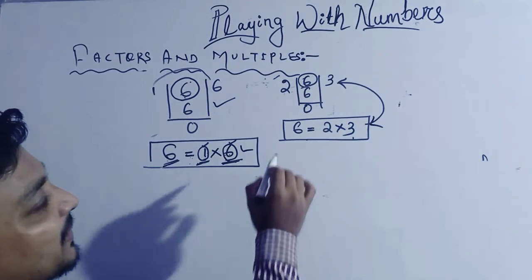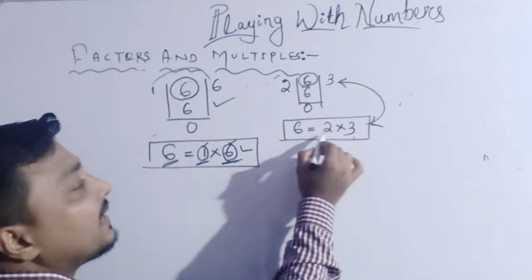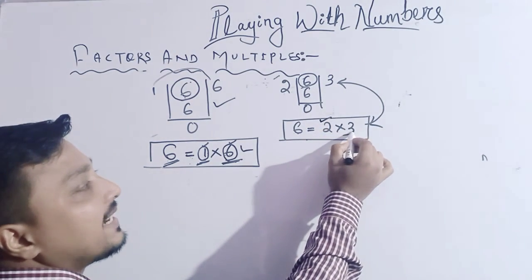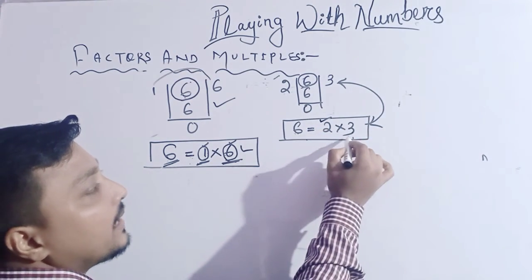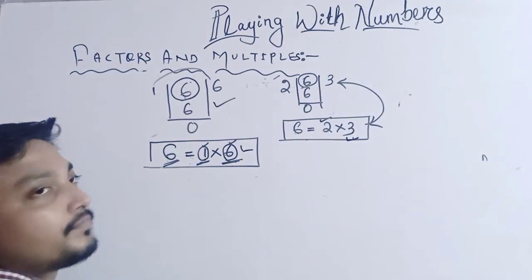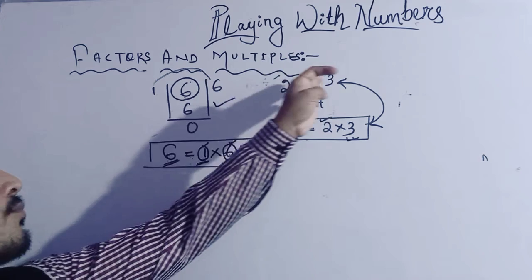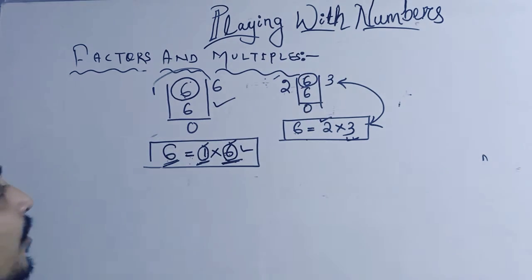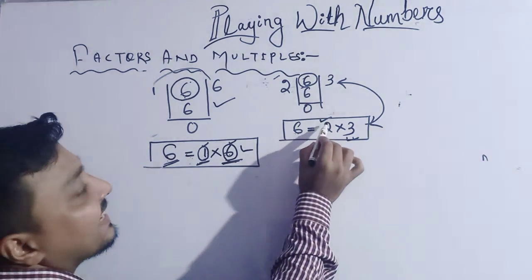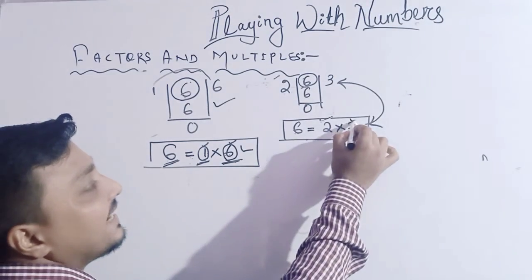From the multiplication facts one can say that 6 divided by 2 gives quotient 3, and 6 divided by 3 gives quotient 2. So here one can say that 2 is a factor, and also 3 is a factor.